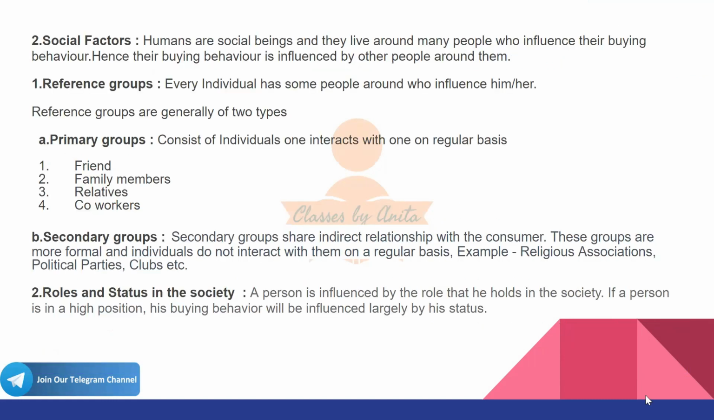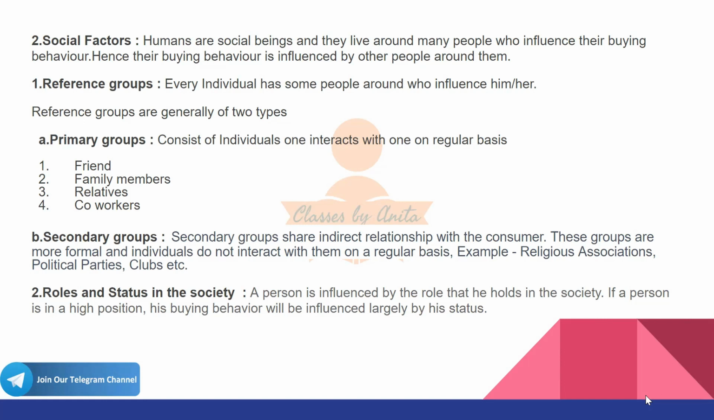Now, let's discuss the social factors. Humans are social beings and they live around many people who influence their buying behavior. Hence, their buying behavior is influenced by other people around them. You have noticed that many of us, when we go shopping, go with our friends or family members so that we can have their opinion as well, right? The social factors are divided into two parts: the reference group, and the roles and status in society. The reference group is further divided into two groups: primary groups and secondary groups.